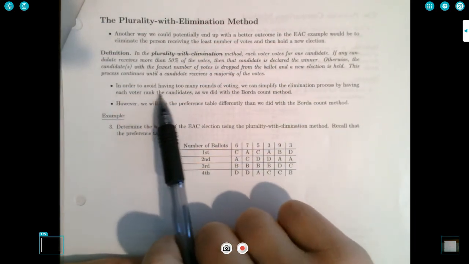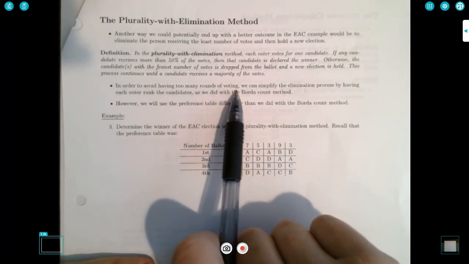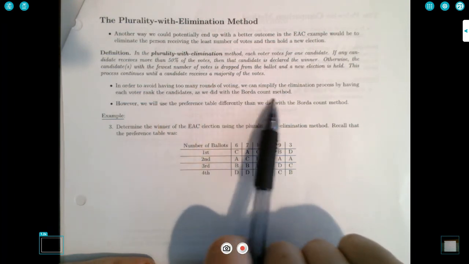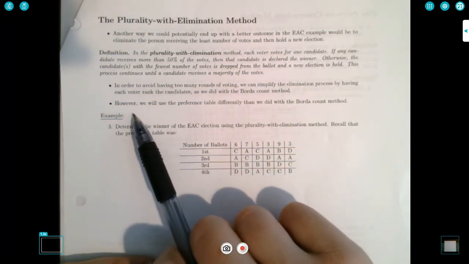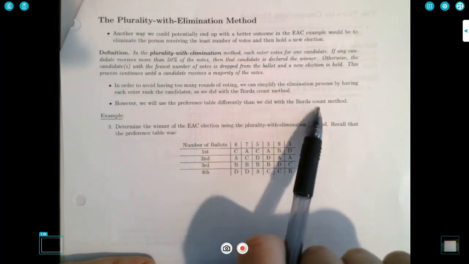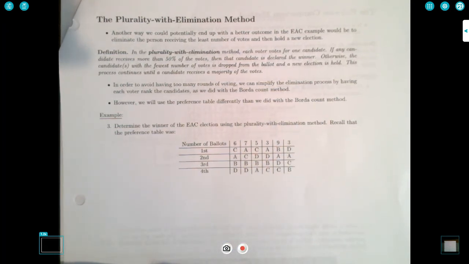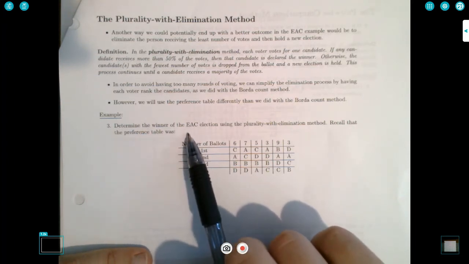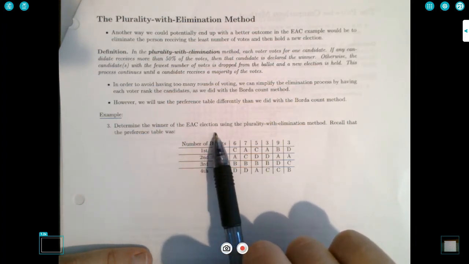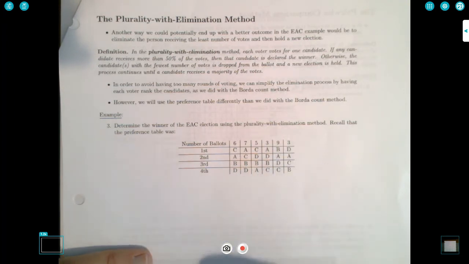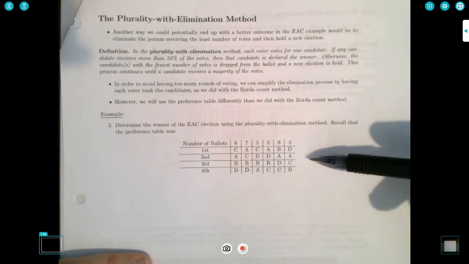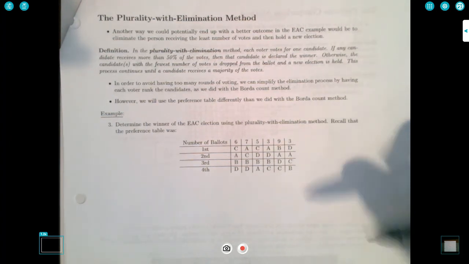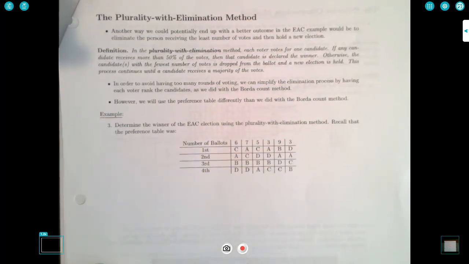In order to avoid having too many rounds of voting, we can simplify the elimination process by having each voter rank the candidates, just as we did with the Borda count method. But we're going to use the preference table differently. To give you an example, let's determine the winner of the Environmental Action Committee election using the plurality with elimination method. This was the preference table. It's the same preference table as we used for the Borda count.